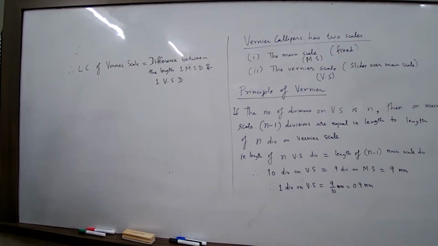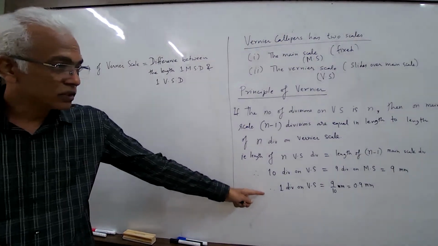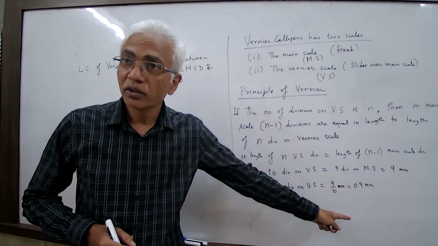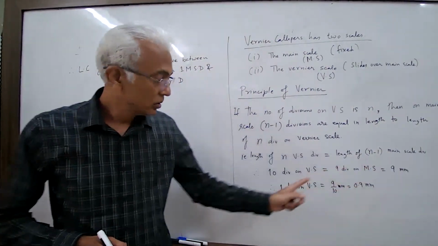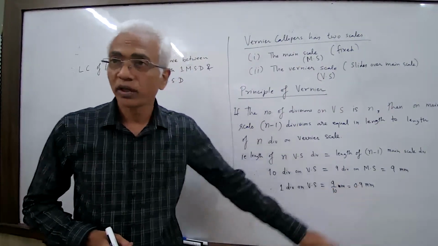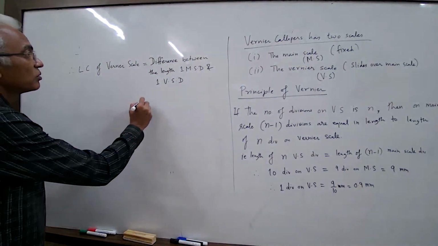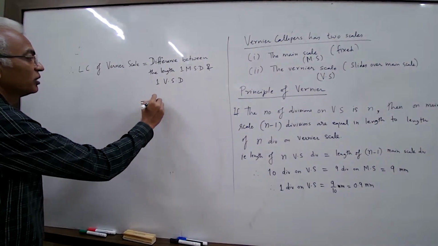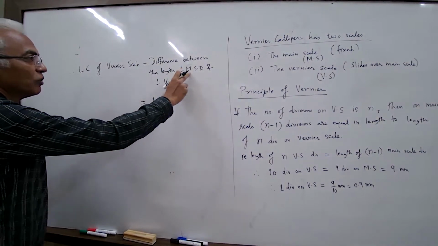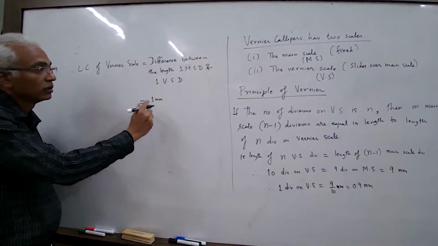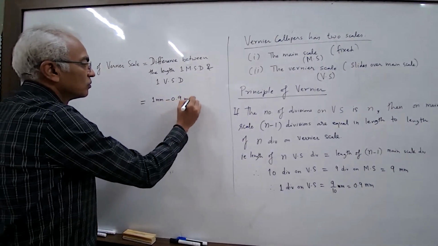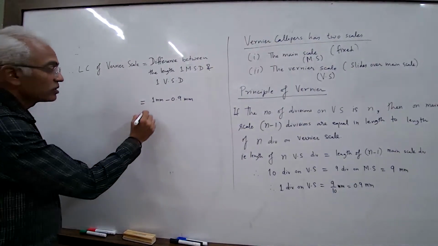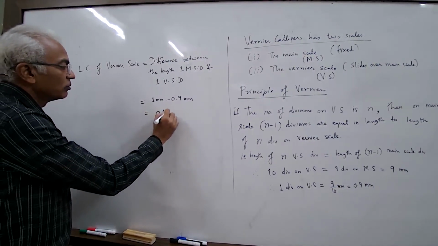Are you getting it? Smallest main scale division is 1 millimeter. And what is the smallest vernier scale division? We got 0.9 millimeter. Because 10 divisions on vernier scale is equal to 9 divisions, which is 9 millimeter. So 1 division is 9 by 10 or 0.9 millimeter. So this is equal to what? Difference. 1 main scale division is 1 millimeter minus 1 vernier scale division, 0.9 millimeter. What is this difference now? 0.1 millimeter.